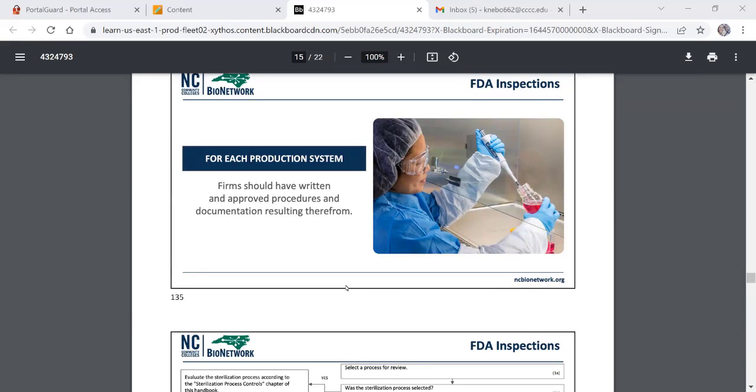So for each production system, firms should have written and approved procedures and documentation resulting therefrom. So as I've stated, if you took my BioWorks class, if it isn't documented, it didn't happen. So you need to make sure you have written and approved procedures and documentation, or ultimately you're not going to do well in your inspection.